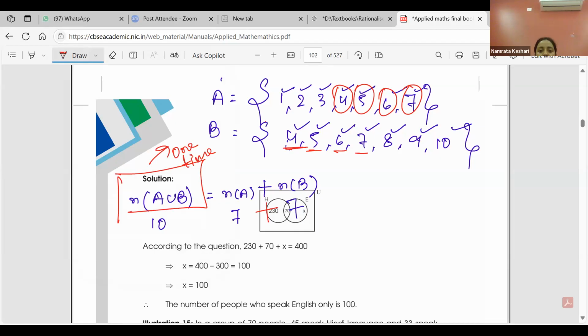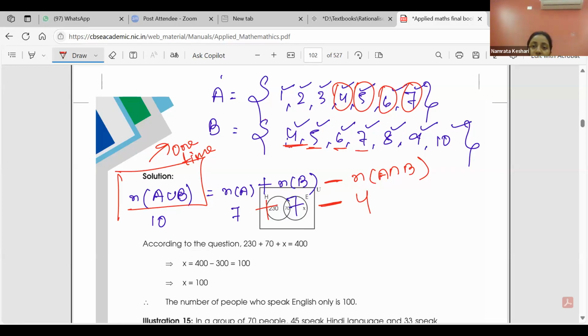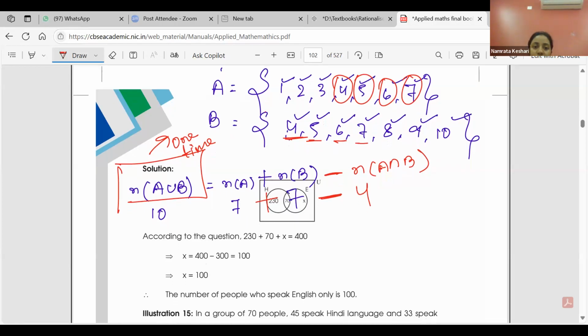That's why we have to subtract it once. That's why we say, let's subtract the common elements one time. And from there the formula came, that the common elements, let's subtract them. Got it? Yes, sir. Okay, so this formula, all of a sudden, where did it come from? It came from here only. Manvi, are you getting it? Yes, ma'am.